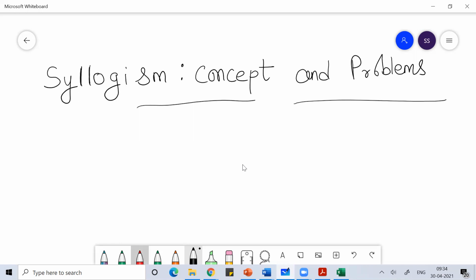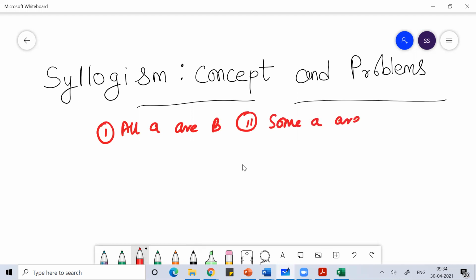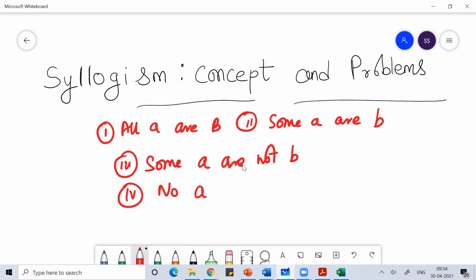The concepts we normally use here are: all A are B, some A are B, some A are not B, and no A is B. All the questions will be done based on these concepts.